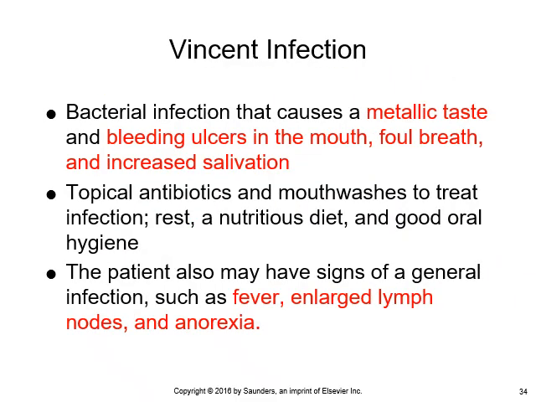Vincent infection is a bacterial infection that causes a metallic taste in the mouth, and then there will be bleeding ulcers in the mouth, foul breath, and increased salivation. This is bacterial, so we can use topical antibiotics and mouthwashes. Also, give them good oral hygiene, a nutritious diet, and help them with rest. The patient also may have signs of a general infection like fever, enlarged lymph nodes, and anorexia.